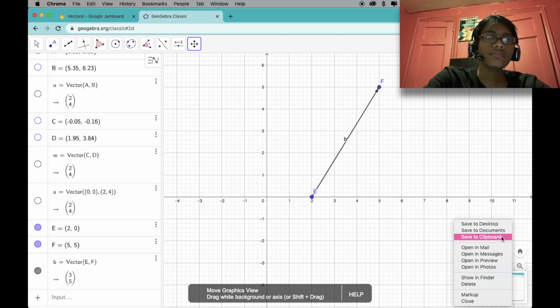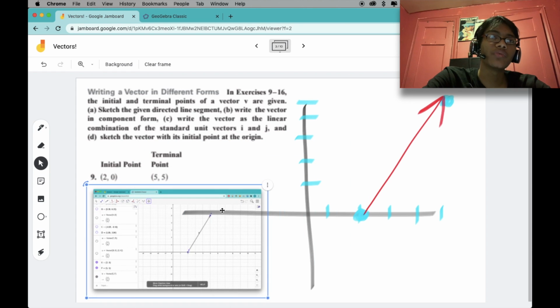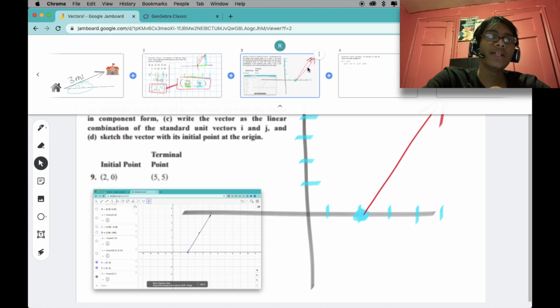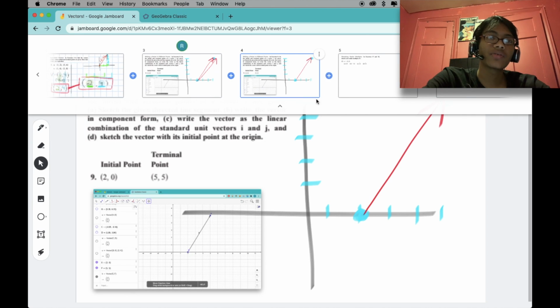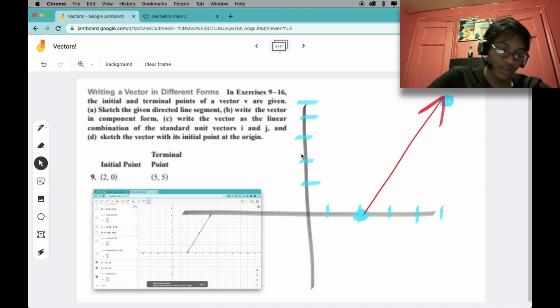Alright. Now let's go ahead and move on to the next question. What does question B ask of us? Okay, well, B asks us to write the vector in component form. So let's go ahead and highlight that. Write the vector in component form.